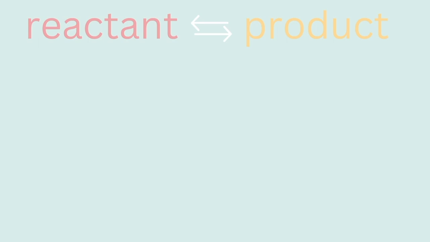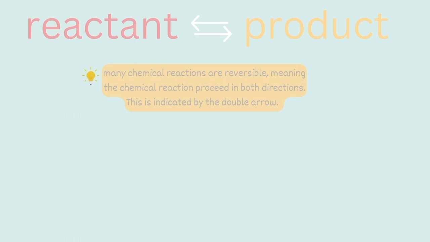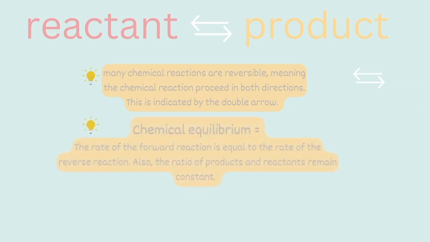We know in a chemical reaction, there is a reactant side and a product side. Many chemical reactions are reversible, meaning the chemical reaction proceeds in both directions, and this is indicated by the double arrow. Your reactant forming a product is called the forward reaction, and the product reversing and forming the reactant is called your reverse reaction. In a chemical equilibrium, the rate of the forward reaction is equal to the rate of the reverse reaction. Also, the ratio of products and reactants is constant, meaning the amount of reactant and product does not change, it stays the same.